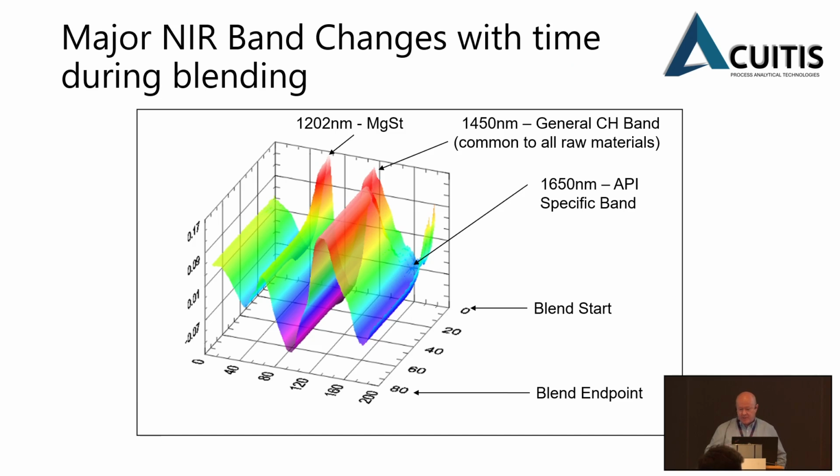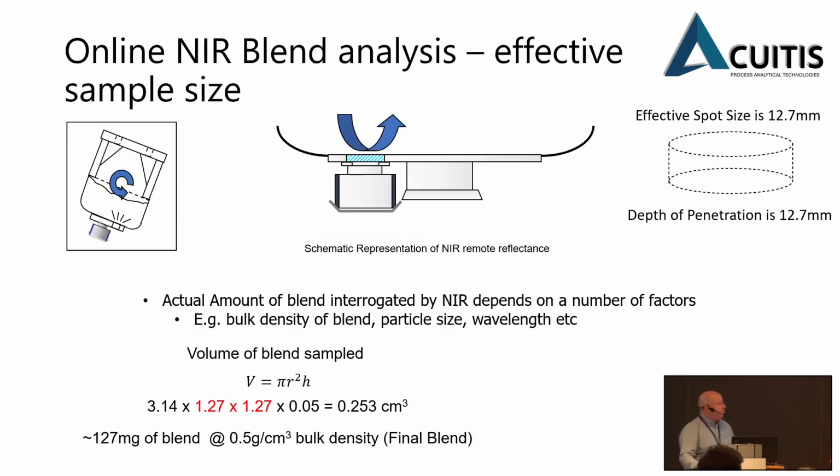This is also an important aspect, especially from a formulator standpoint, to understand the stability and dispersion mechanisms within the blend itself. So in essence, we're measuring a sample that's static in front of a sapphire window. In the BU2, you've got a 12.7 millimeter spot size, and by the time we do some calculations on the size of the cylinder of material that we're interrogating, we're measuring about 127 to 130 milligrams of material.